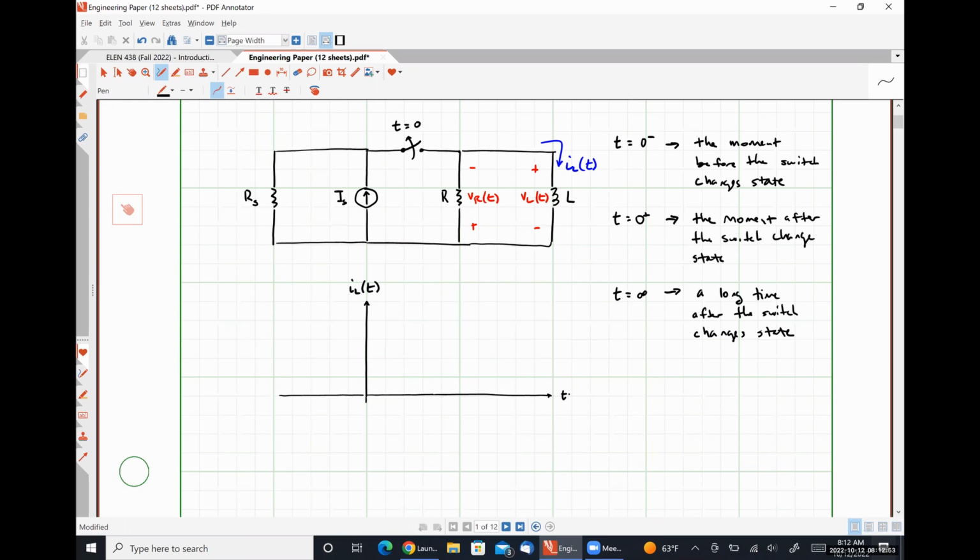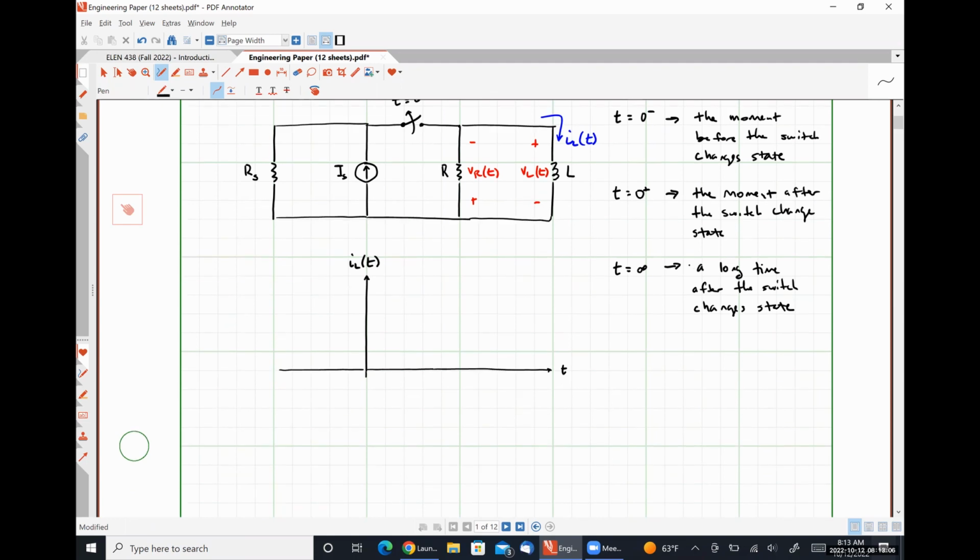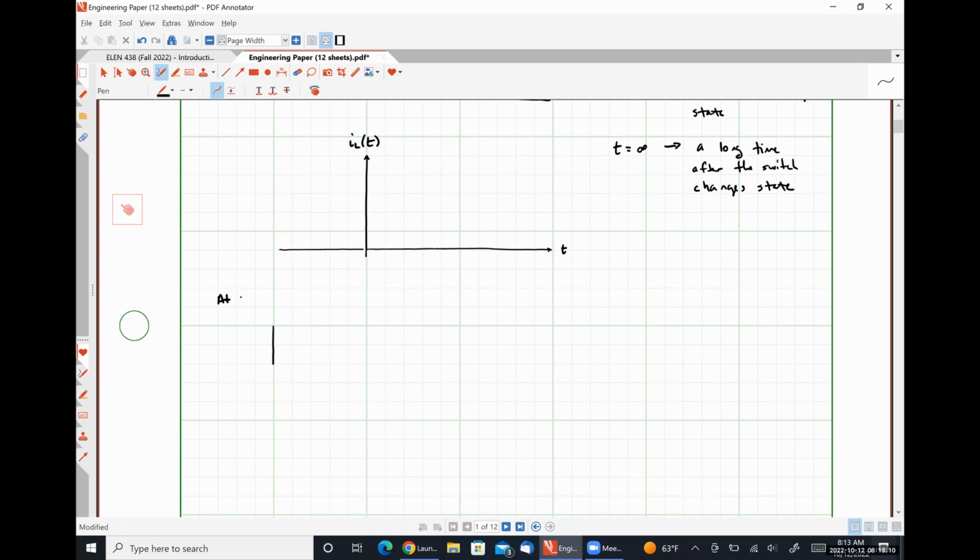So by inspection, what do you guys think that current is going to be? If you're not sure, that's okay. We can actually analyze the circuit. So at T is less than or equal to zero minus, what our circuit is going to look like is this guy. We have RS in parallel with our independent current source IS. Over here, we have R. And over here, replacing the inductor, I have a short circuit. So I'm replacing my inductor with a short circuit because we are treating this case as if we had a DC circuit, right?